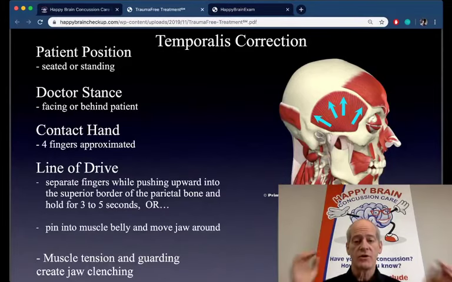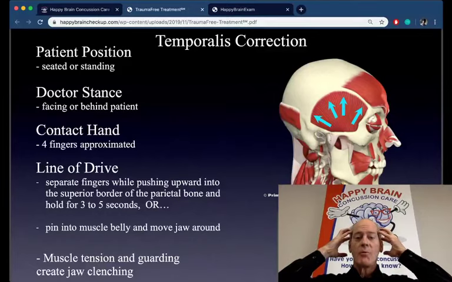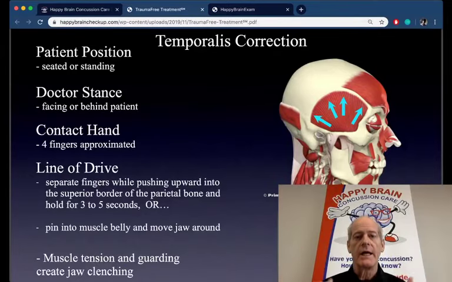One of the things you can do as you're doing this, if you're doing both sides at the same time, you can open the jaw a little bit and shift it side to side with a slow, gentle stretch. Make it feel good. If you're doing this to a patient and they have a reaction, don't do the jaw movement.